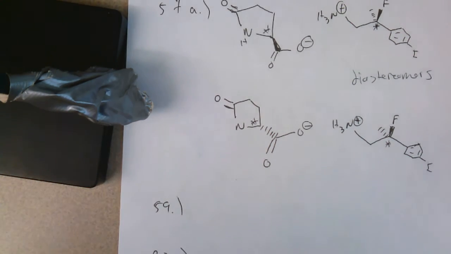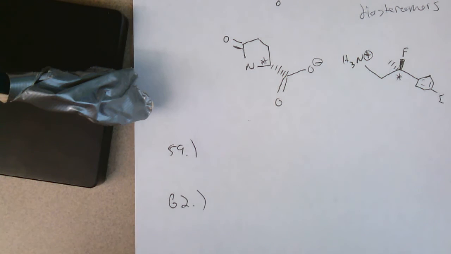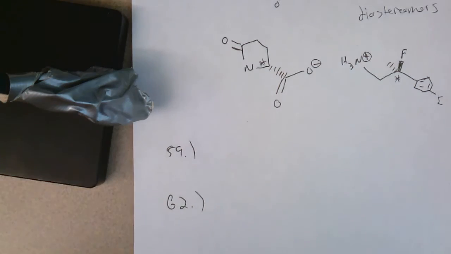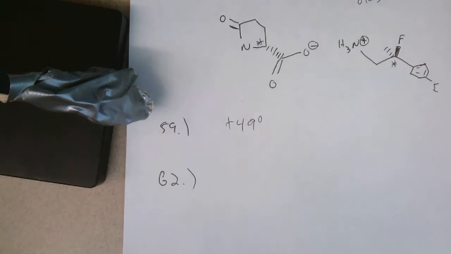Okay, because they're not enantiomers. Only enantiomers have the same properties aside from the whole polarized light business. Okay, number 59 says, if Taxol, the molecule we did in the first question, has a rotation of minus 49 degrees, then what is the rotation of its enantiomer? Well, if the minus Taxol is minus 49, then the plus Taxol enantiomer must be plus 49. This is as far as we can say.